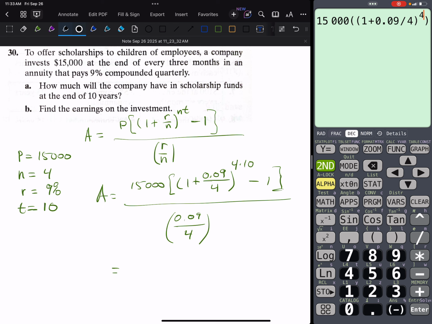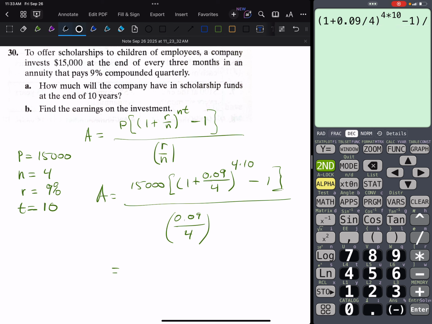So make sure that if you have an older calculator and it doesn't do this pretty print thing where it puts everything up in the exponent like that, you have parentheses around that 4 times 10. And then we go minus 1. And that's my entire numerator. And so I go divide.